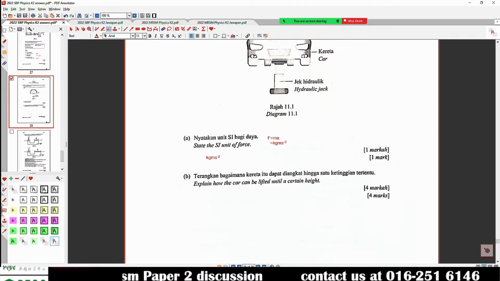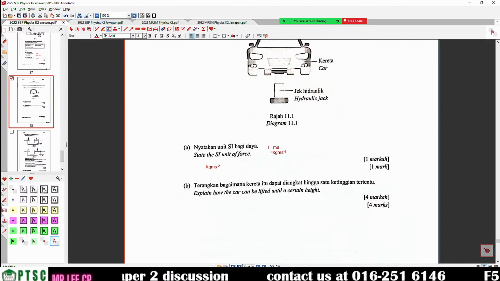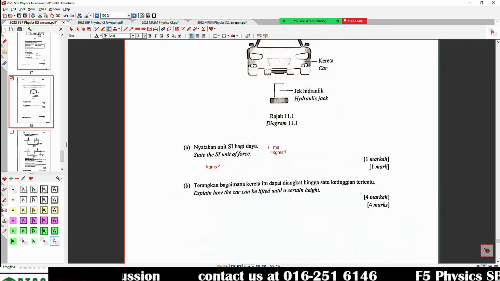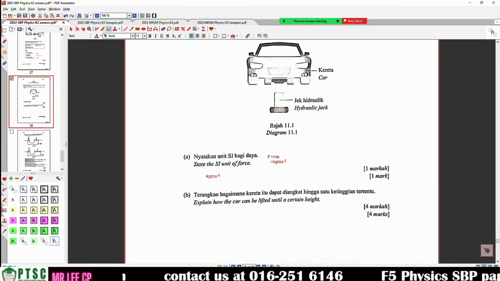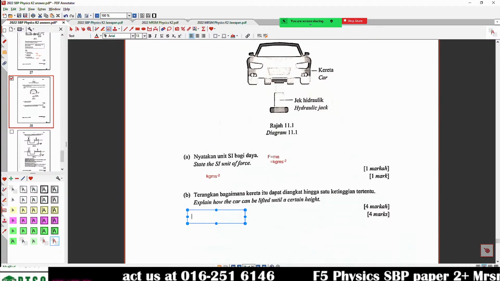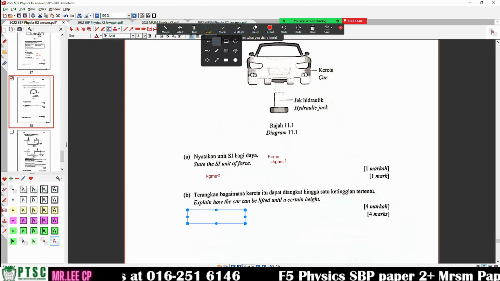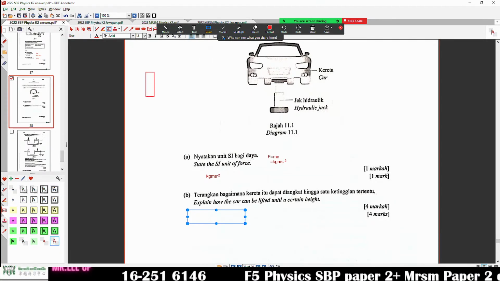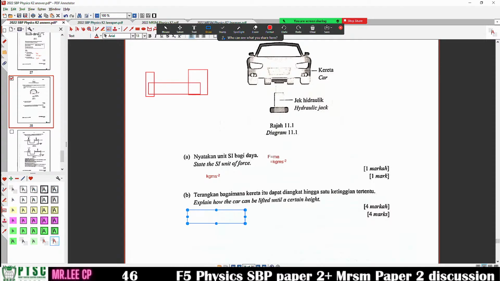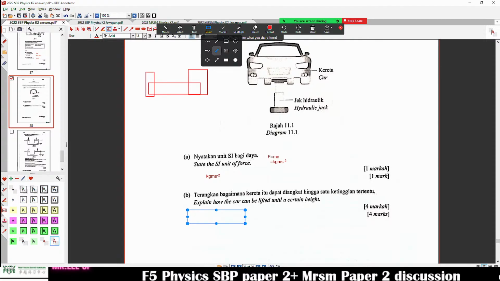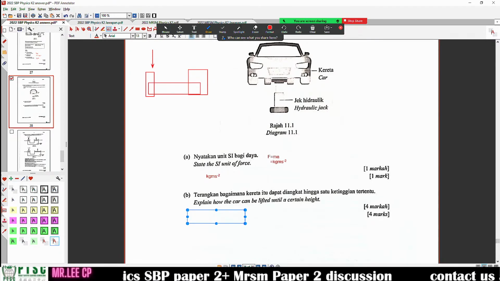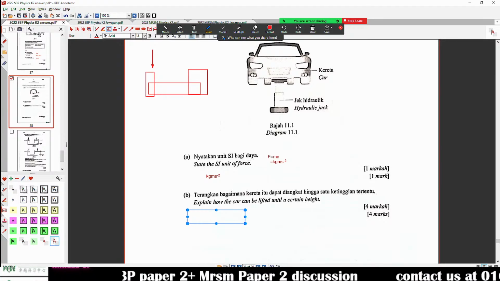Now, 4 marks. Explain how the car can be lifted up to a certain height. Okay, now let me explain from here. What you need to do is, you have a small piston and a big piston. So now what I want is, you use one force to press it.